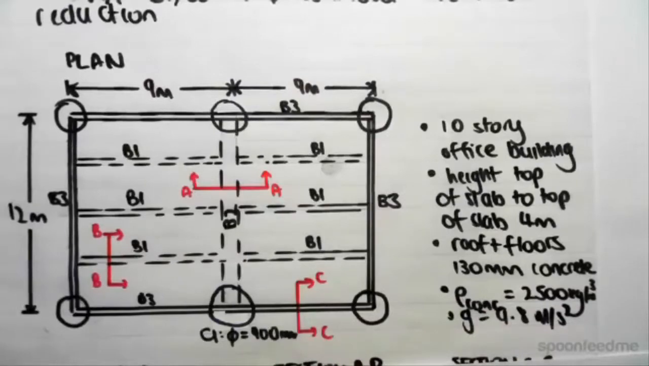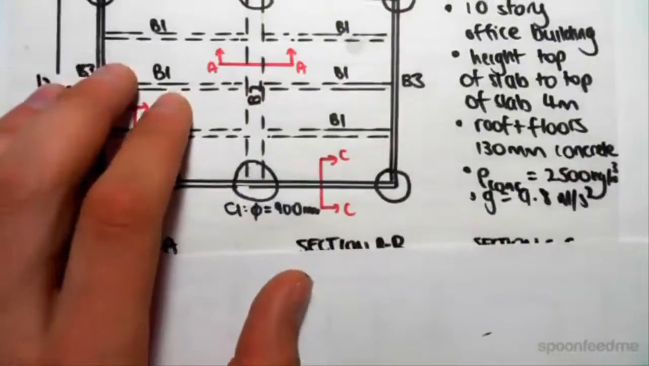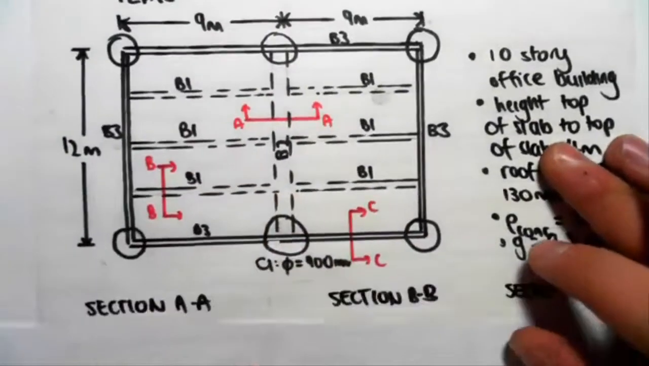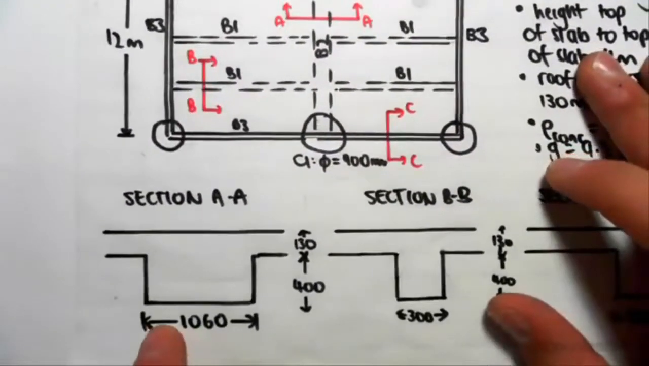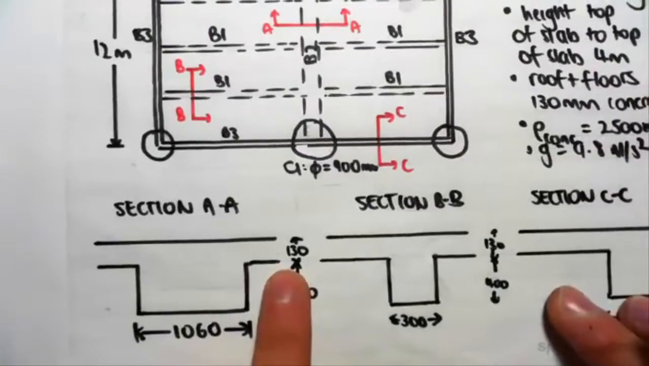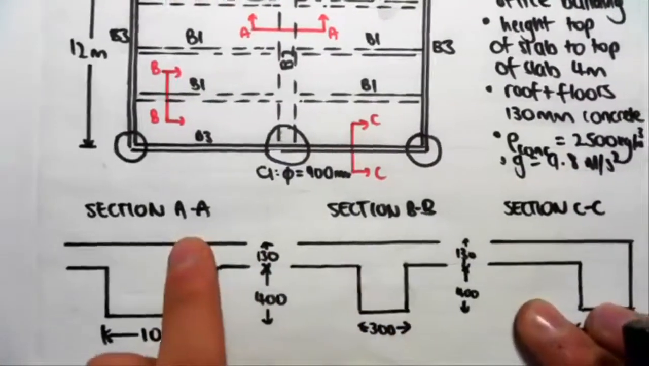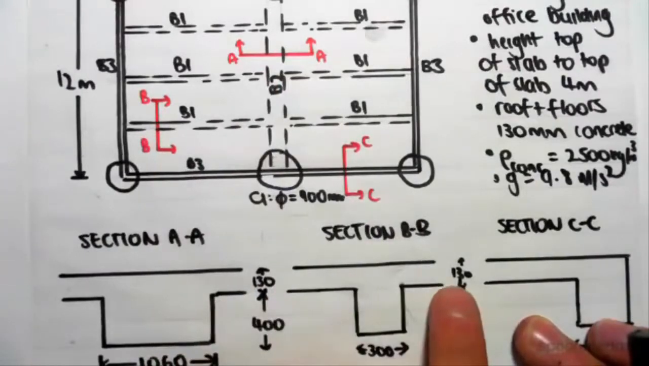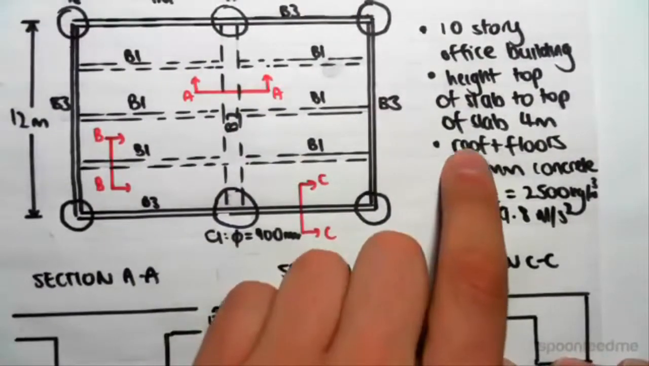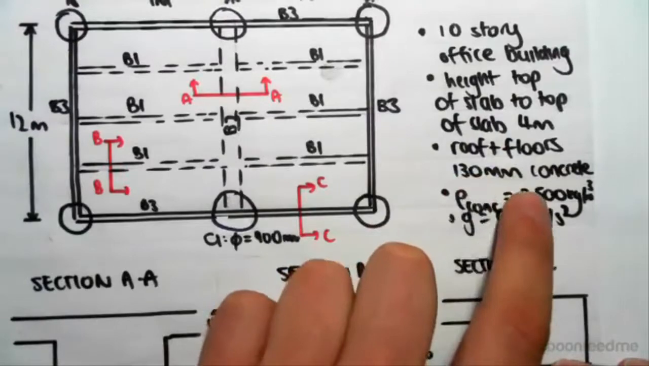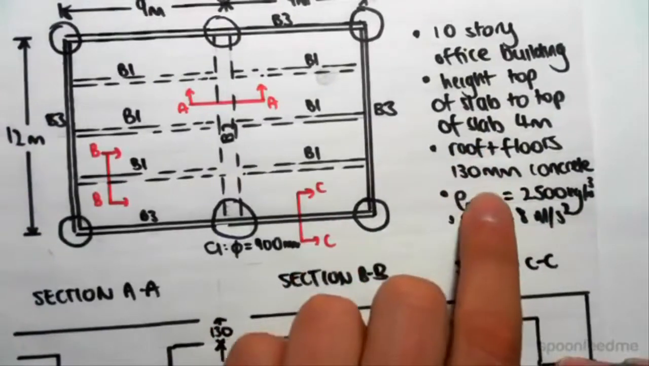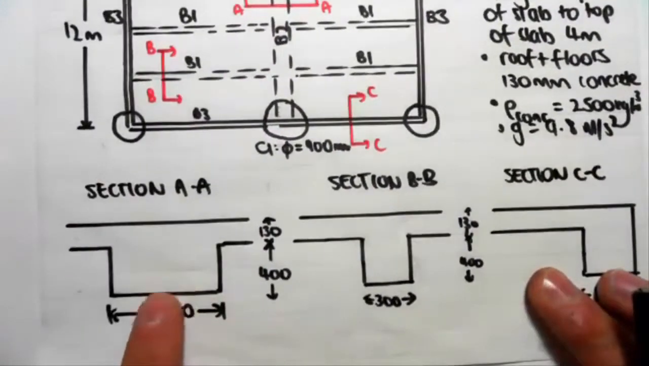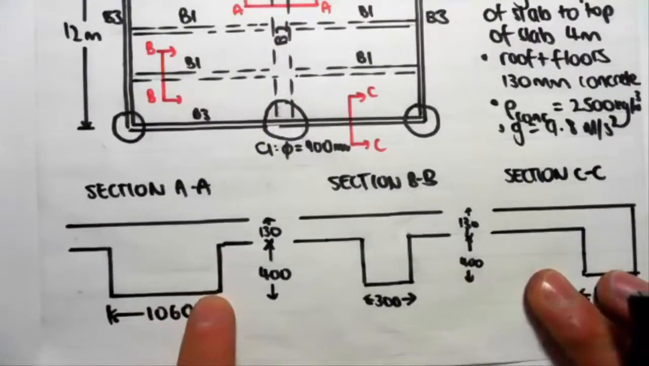So we're also given sections of each part. So section AA through B2. The slab depth, as we said, so you can see for each section, section AA, BB, CC, the depth of the slab is 130 everywhere, because we said that the depth of the slab is 130 millimeters. So just for AA, the area of our beam, it's 1060 by 400 mm.